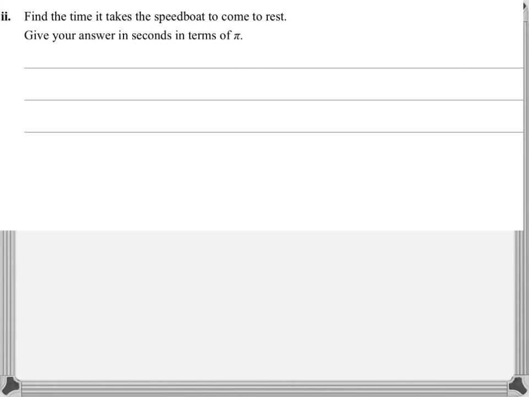Find the time it takes the speedboat to come to rest. That means v is 0. Give your answer in seconds. So we solve the equation we determined for velocity. We let it equal 0 and we solve for t. We write that down. That's our method. We set that up in the CAS and we solve for t. There it is, and we just give it in radians in terms of pi. 5 pi on 3 seconds.